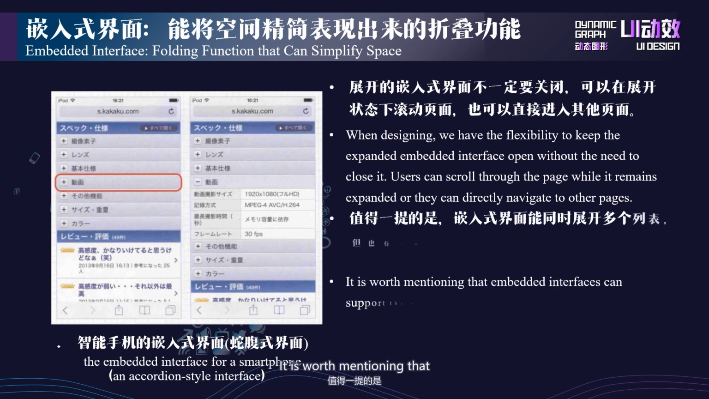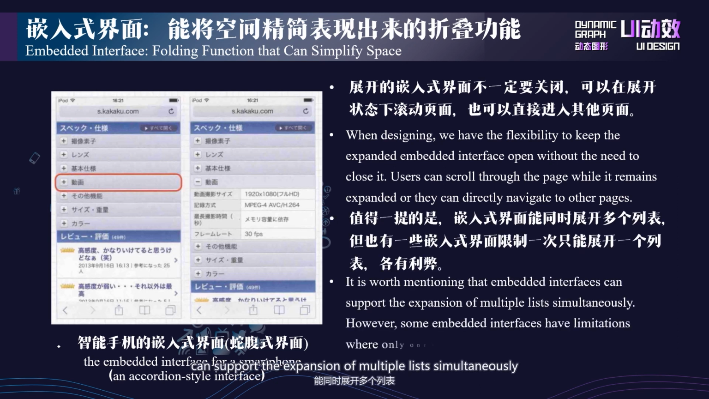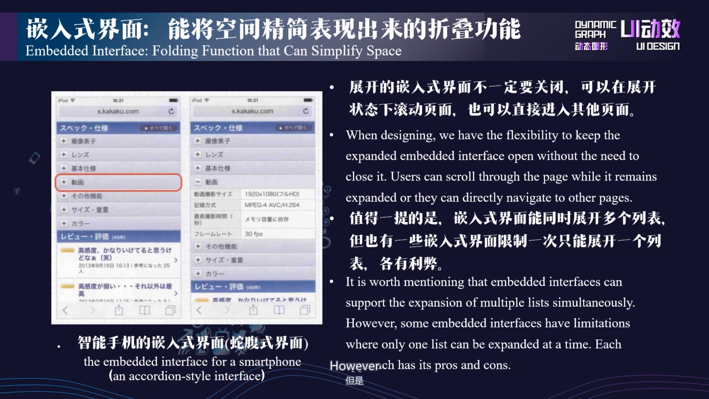It is worth mentioning that embedded interfaces can support the expansion of multiple lists simultaneously. However, some embedded interfaces have limitations where only one list can be expanded at a time. The former may make the page appear cluttered but allows for the display of more information. The latter, although only allowing a single list to be expanded, ensures that the page remains organized. Each approach has its pros and cons. It is up to you to consider how to design based on the contents of your own page.